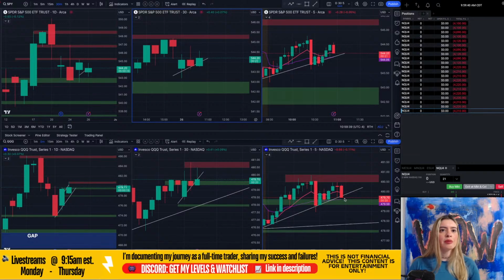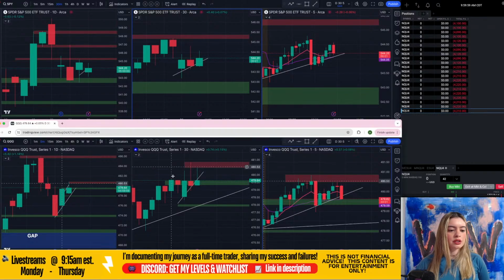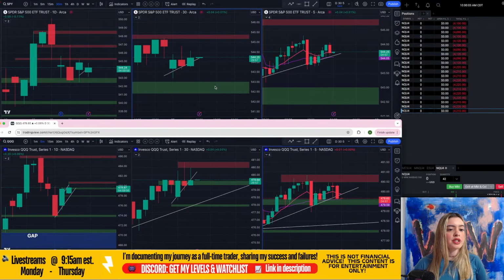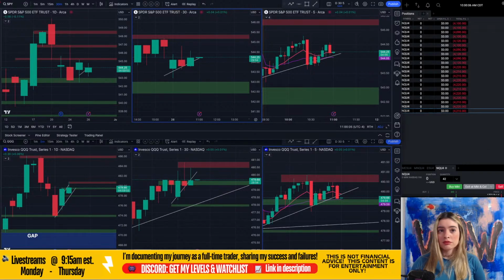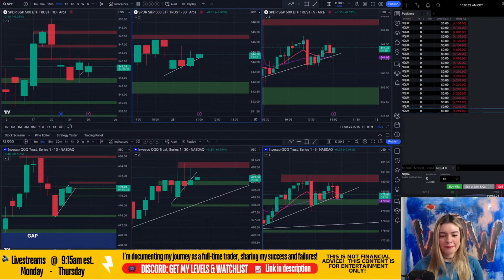If the Q loses the VWAP, I'm going to try it one more time to short. If it doesn't work out, I'm done for today. I keep shorting because these 30-minute candles are very bearish. Maybe that's going to be my kryptonite today, but we'll see.